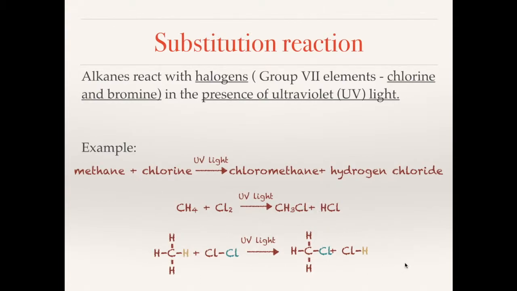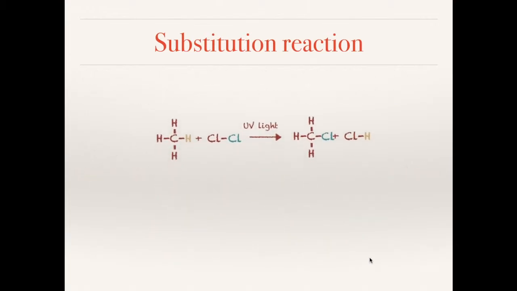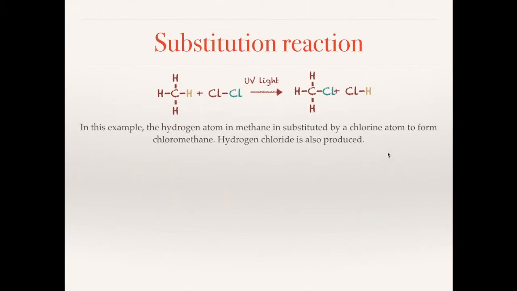Okay, and this is the structural formula, CH4 and my Cl2. So the bond here will break and the bond between the two chlorine atoms will break, and then they will do a swap, which is why we call it the substitution reaction. So the hydrogen in this position will be substituted by one of the chlorine atoms. So we'll obtain my chloromethane with the other byproduct of hydrogen chloride. So in this example, once again, the hydrogen in methane is substituted by a chlorine atom to form chloromethane, producing hydrogen chloride as well.